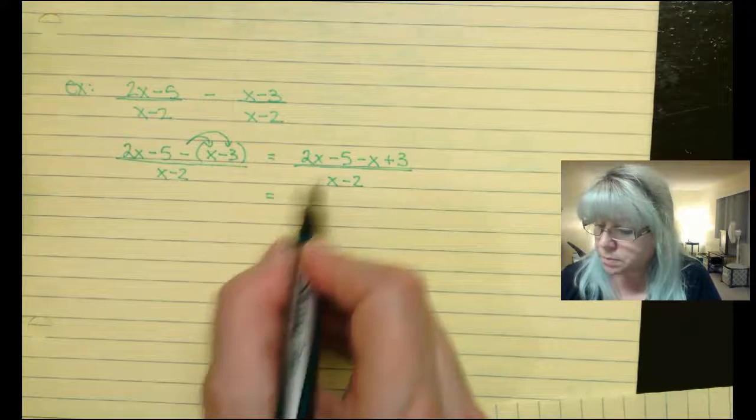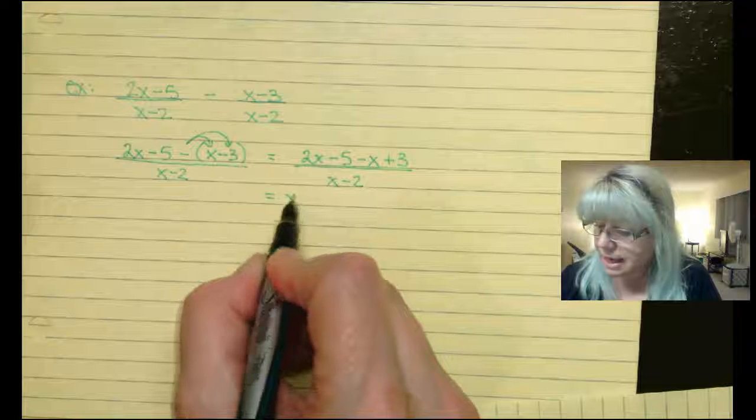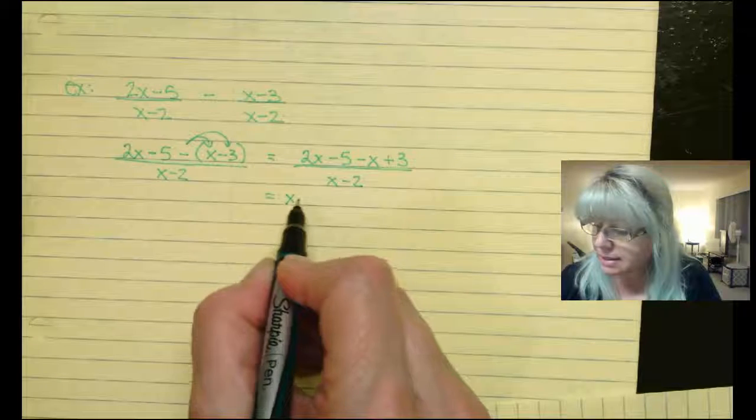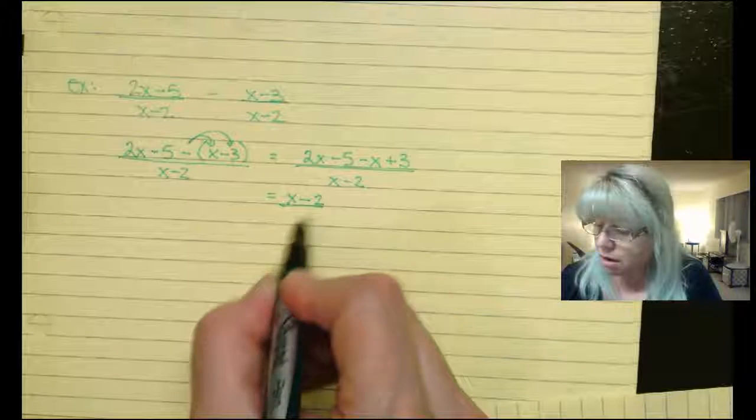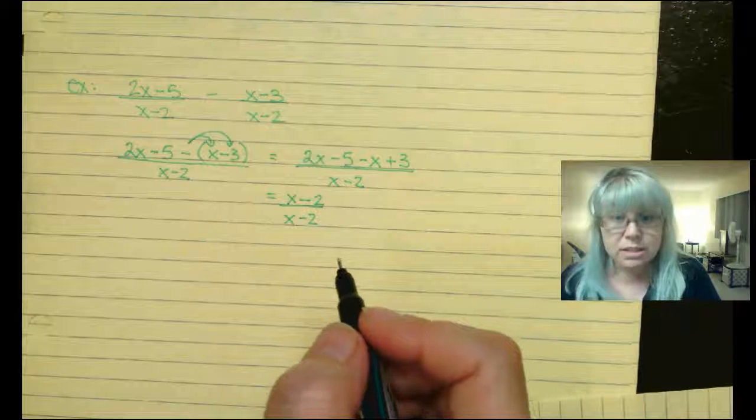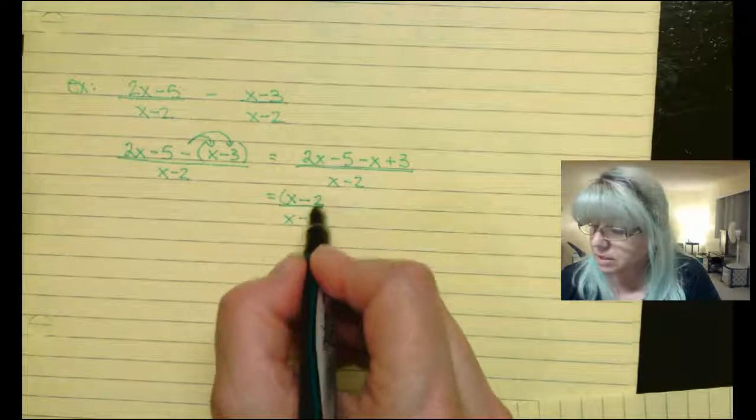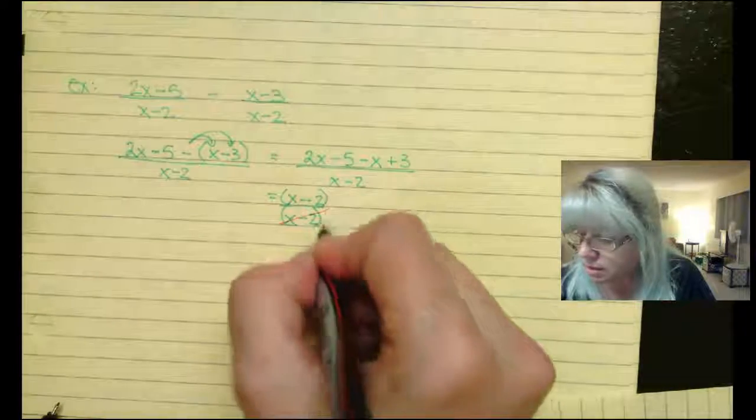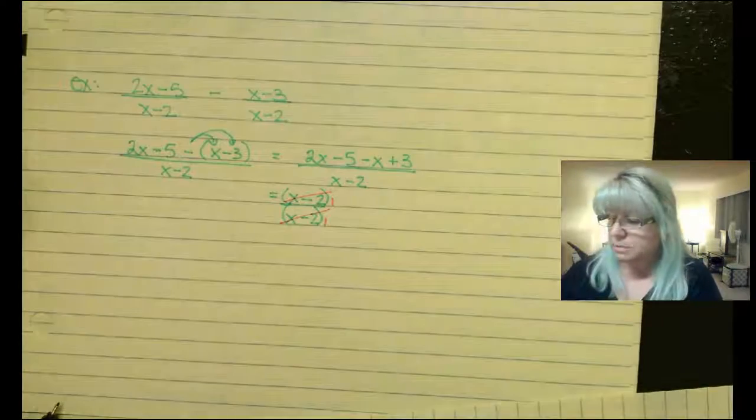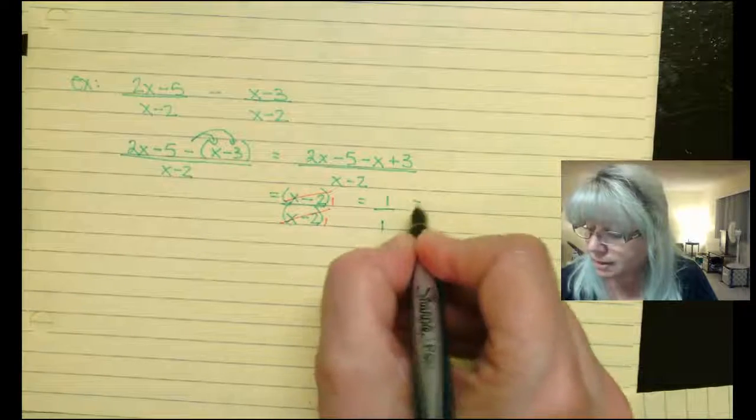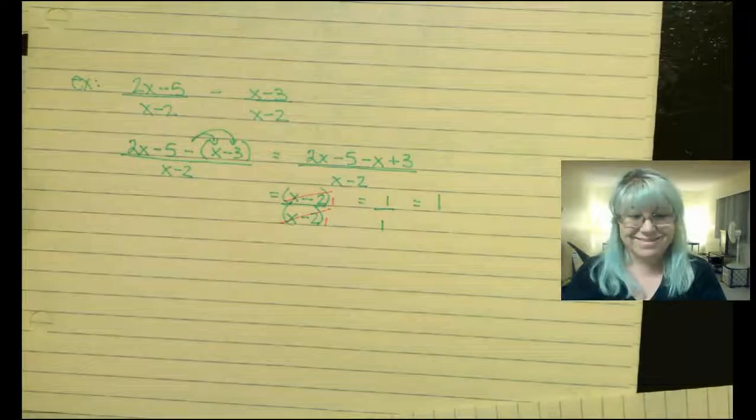Add like terms. 2x minus x is x. x minus 5 plus 3 is x minus 2, all over x minus 2. Well, I can reduce this. x minus 2 and x minus 2 can be reduced. x minus 2 goes into x minus 2 once. That's 1 over 1. Reduces down to 1.